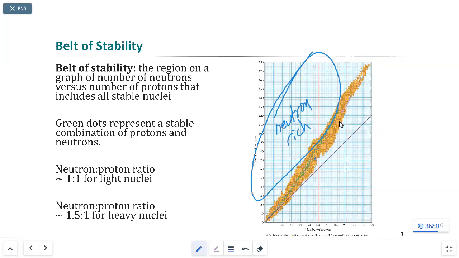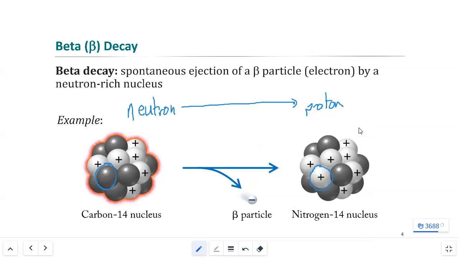And down here below the band of stability, these are the ones that are neutron poor. So we just saw an example in beta decay of what can happen if I have something that's neutron rich. So any of the ones that are above that band of stability, beta decay is one of the ways, the primary way, that they go about getting toward that band of stability.